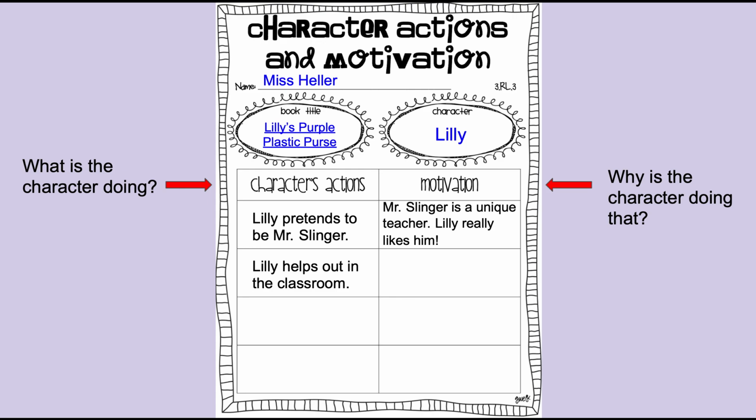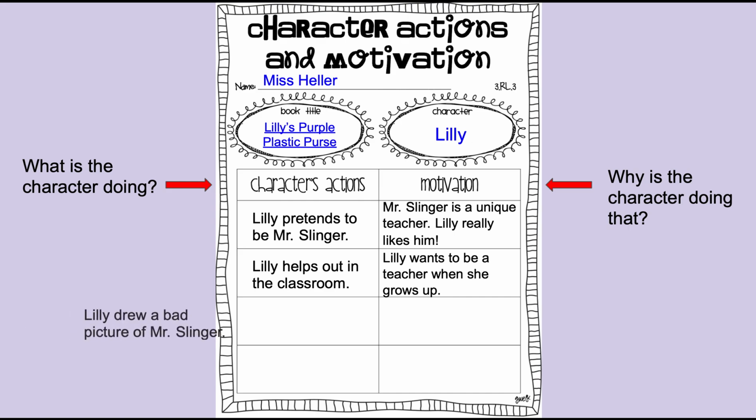Another example, Lill'y helps out in the classroom. So this was Lill'y's action. So think to yourself, why is Lill'y helping out in the classroom? Pause this video and try to decide what you think the motivation is for Lill'y. If you thought in your head it's because Lill'y wants to be a teacher when she grows up, you are correct. Lill'y helps in the classroom because she really wants to impress Mr. Slinger, and she really wants to be a teacher when she grows up. So she enjoys doing all of the things in the classroom that make her feel like a teacher.